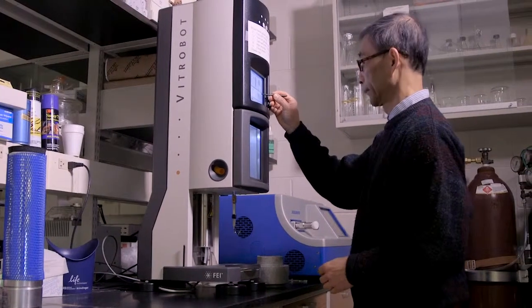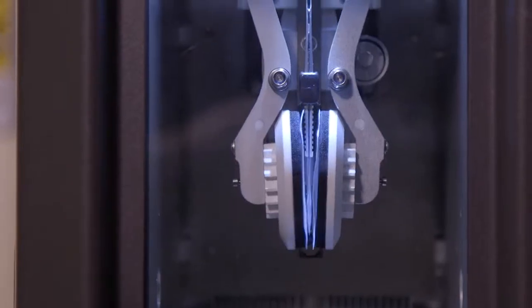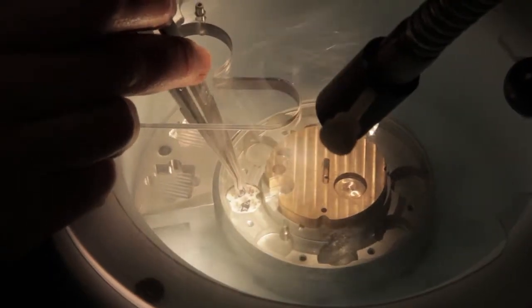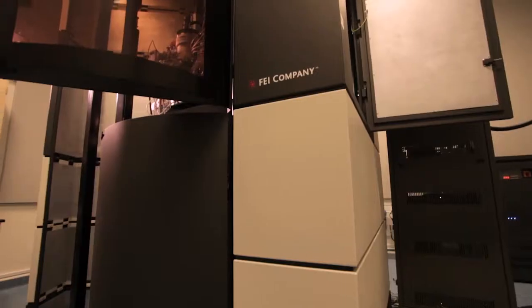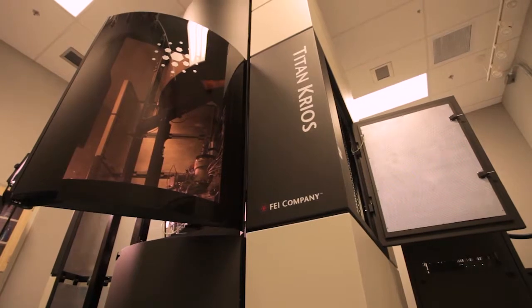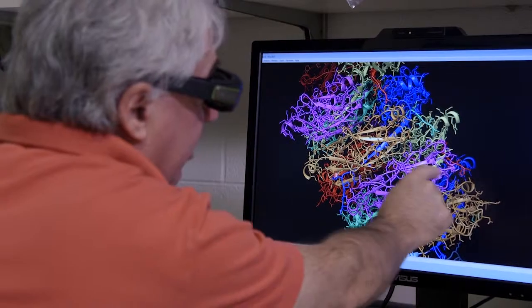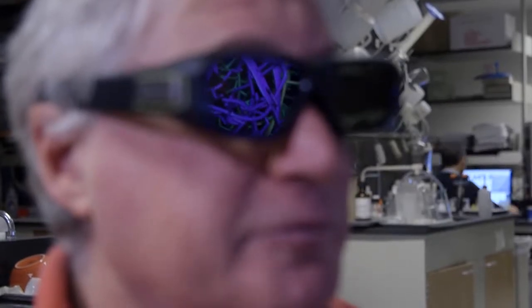We start with electron micrograph, a very small sample, 2/1,000,000th of a liter. First it's frozen, applied to a little copper grid, and then it's imaged in the electron microscope under liquid nitrogen temperatures. From those images, we have the ability to see atomic level or near atomic level of detail.